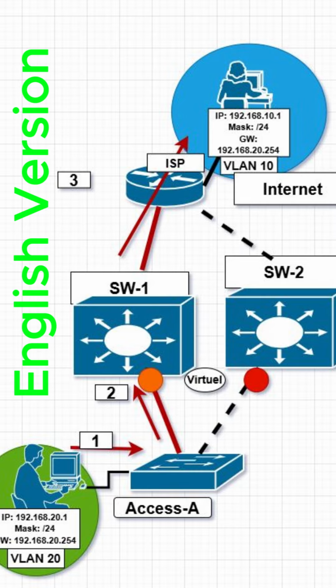To implement that, we need HSRP, Hot Standby Router Protocol, or VRRP, Virtual Router Redundancy Protocol. We can also use GLBP, okay? But HSRP and VRRP are the most that we use out there.